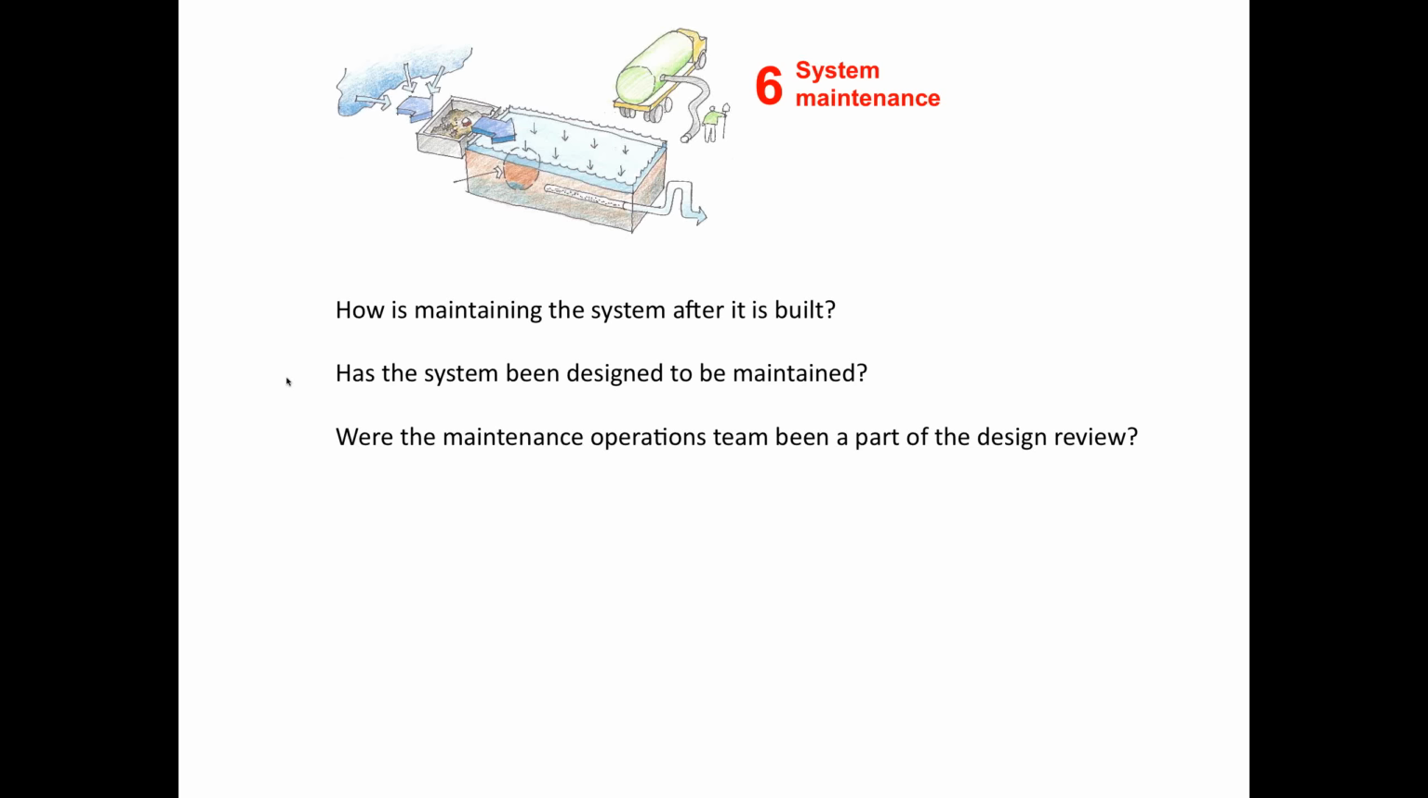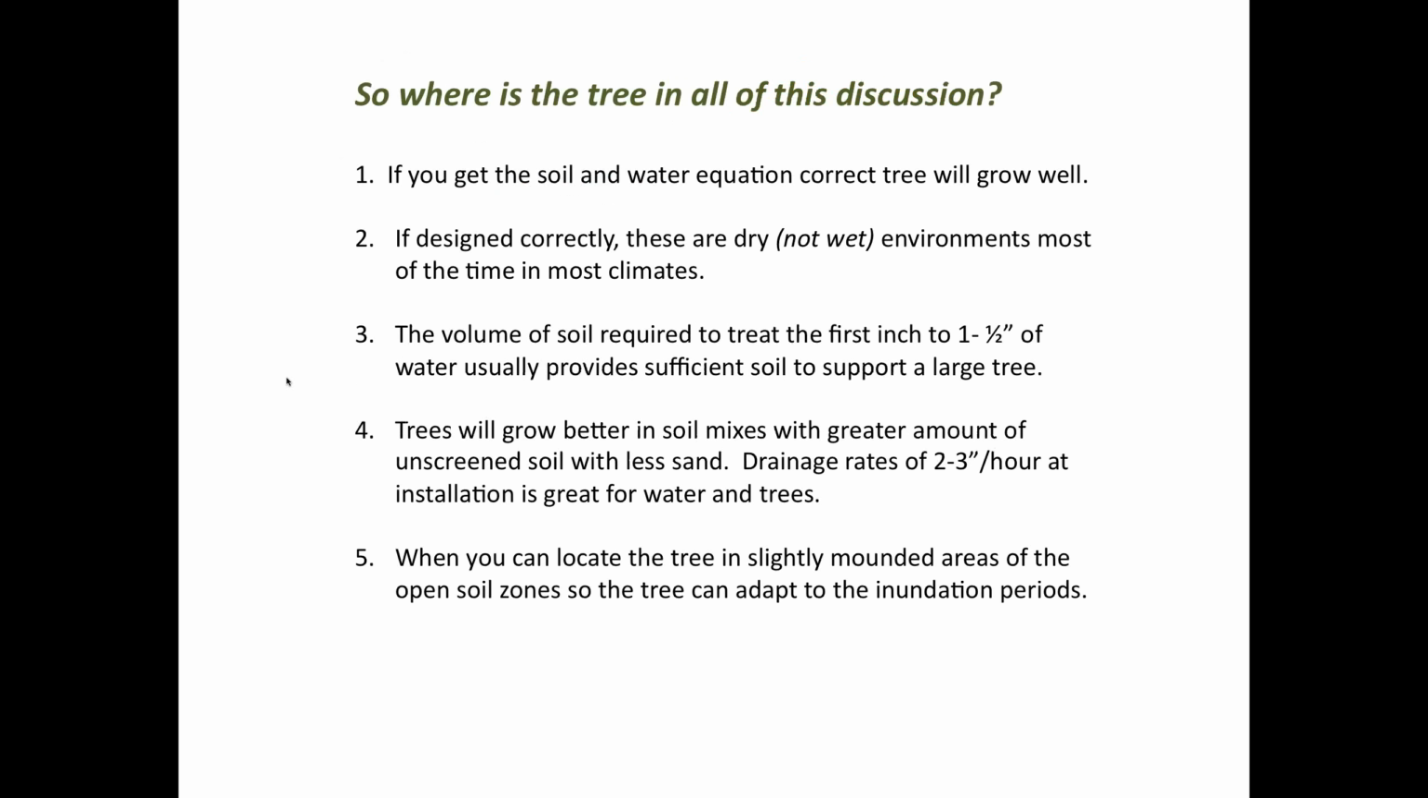I'm not going to tell you. Essentially, I've already told you how to design the system so it's more maintainable. But the critical thing is, is that person identified? And if they're not, I wouldn't tread much further into the design of these systems if I haven't got somebody to maintain it. So where was the tree in all this discussion?